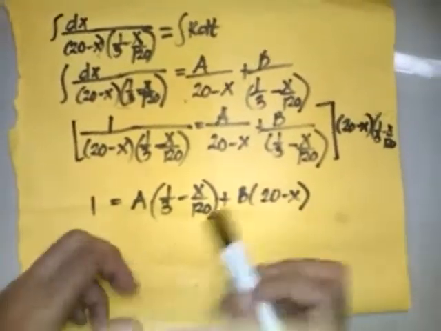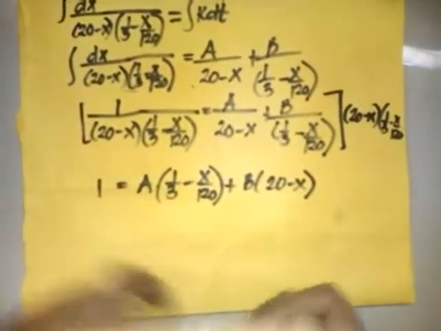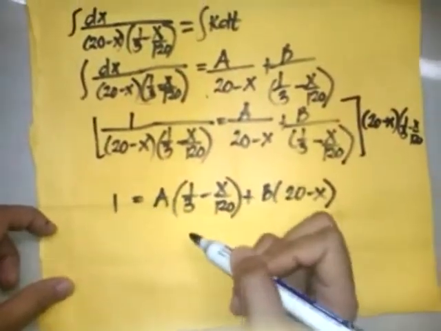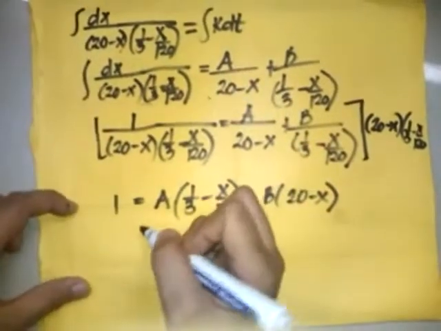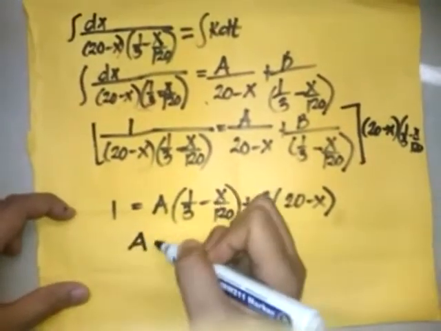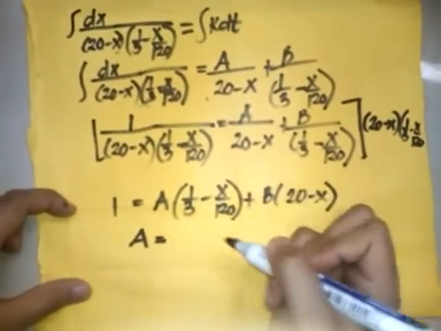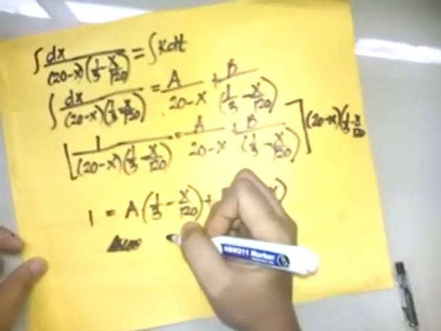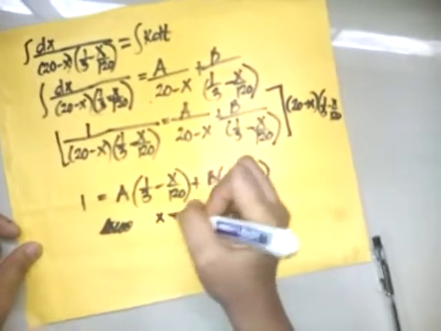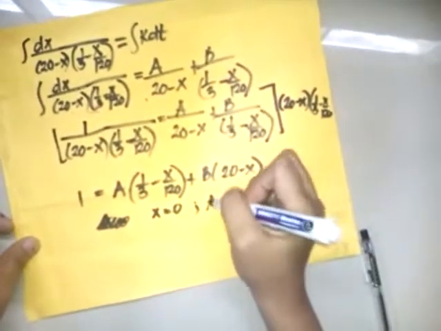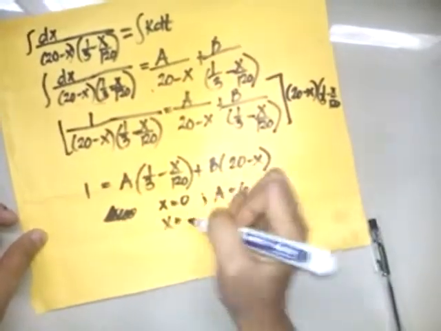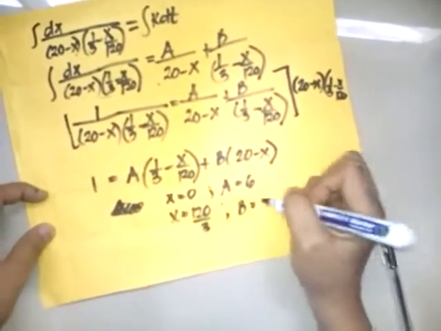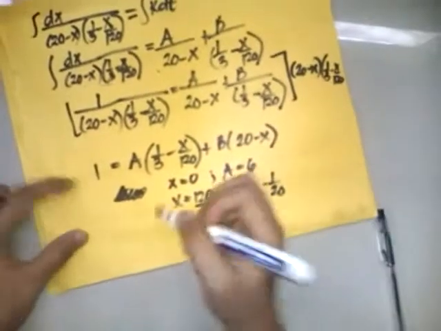For us to determine A and B, we need to choose values of x so that A and B can be found. When x is equal to 0, A is 6. When x is equal to 120 over 3, B is negative 1 over 20. We have now the integral.